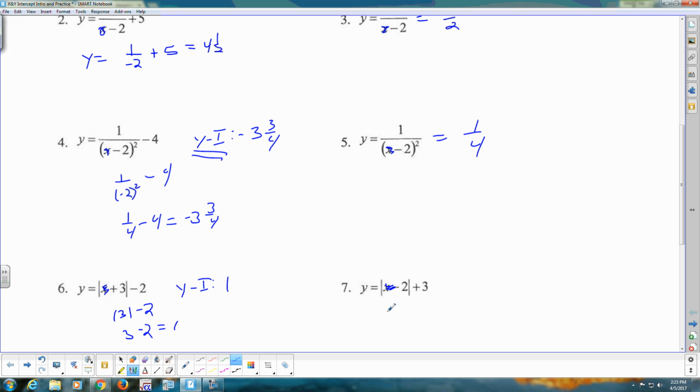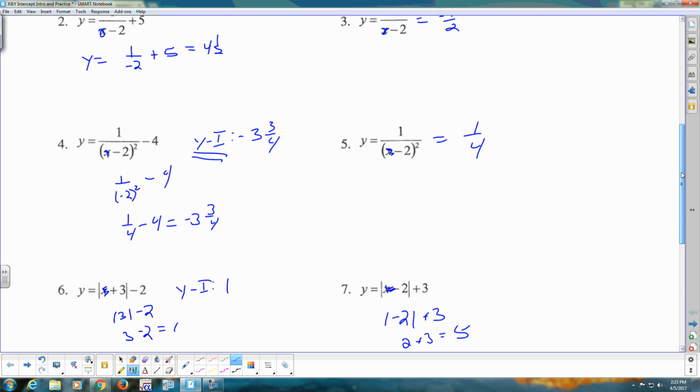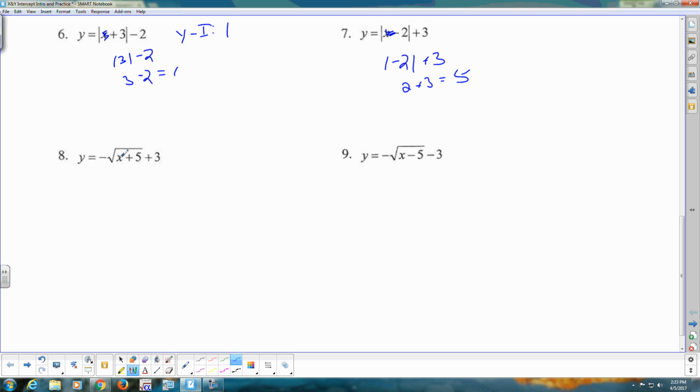Let x be 0. What's the absolute value of -2 plus 3? So that'd be 2 plus 3, which is 5. Your y-intercept is 5. Let x be 0. That'd be negative square root of 5 plus 3. There's nothing to do with it, so that's your y-intercept. It can't be simplified any further.